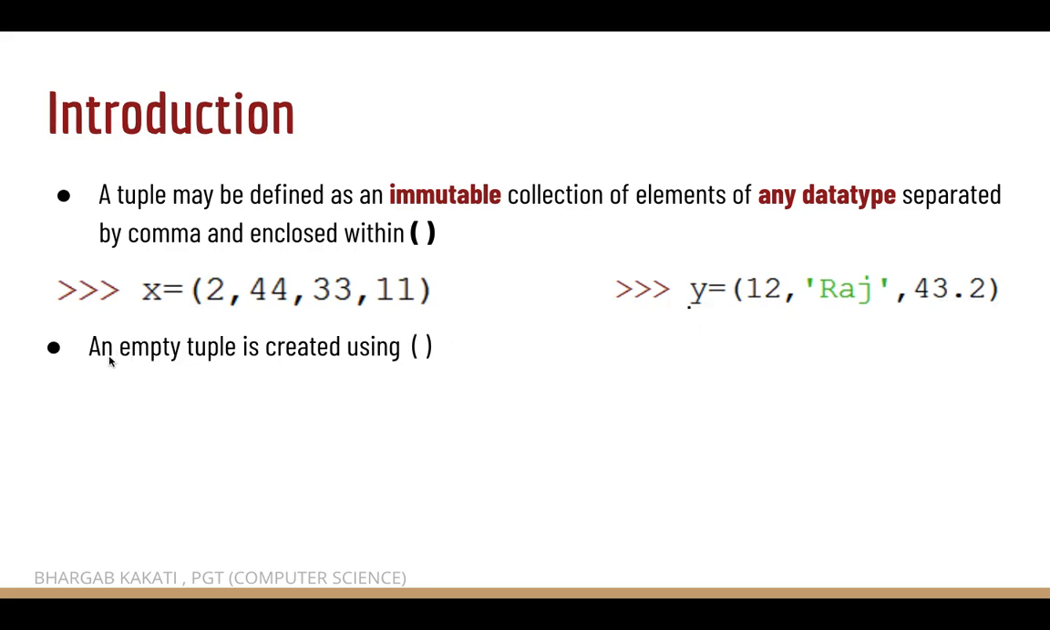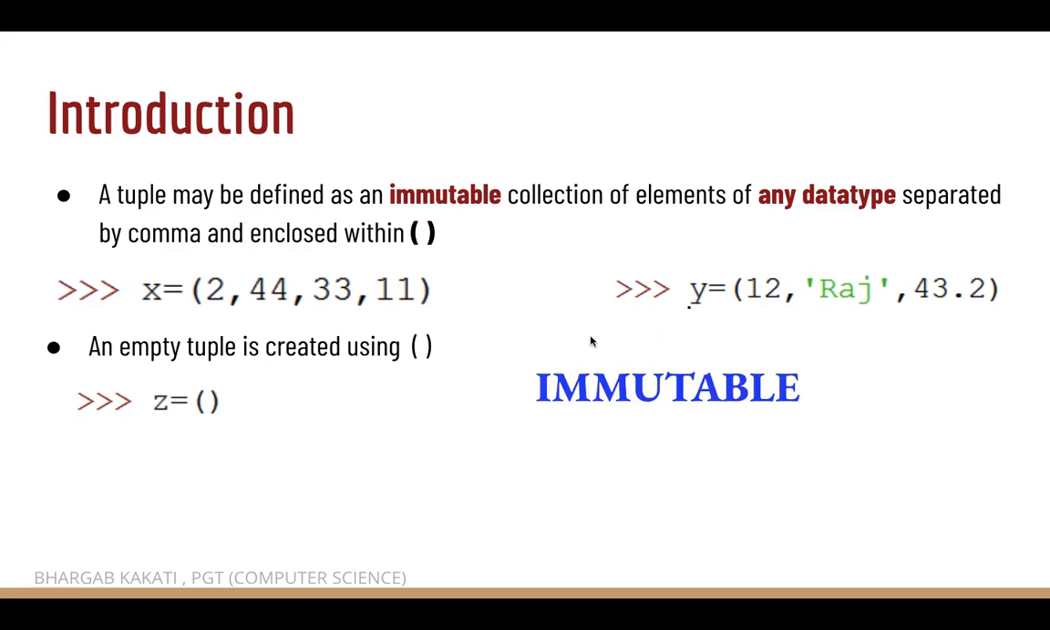Now if I want to create an empty tuple, that can also be done. An empty tuple is created using the first bracket. So if I use the first bracket, I can create an empty tuple. For example, z equals this empty bracket. That means I am creating what type of tuple? I am creating an empty tuple.